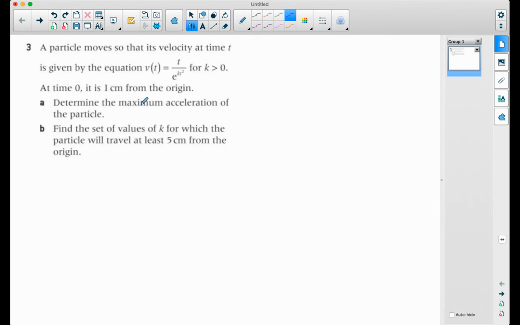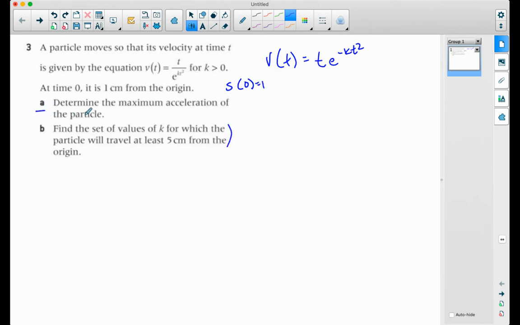Okay, so in doing this problem here, we are told the velocity is t over e to the kt squared. So I'm going to rewrite this as t e to the negative kt squared. I think it'll be easier to think about in this way. And I know at time 0, it is 1. So I know that s at 0 is equal to 1, which I think we'll need in the b part.